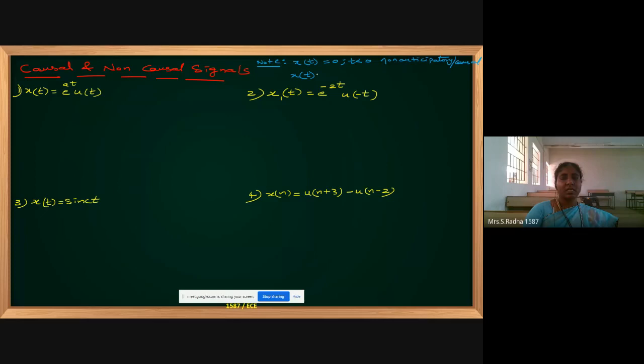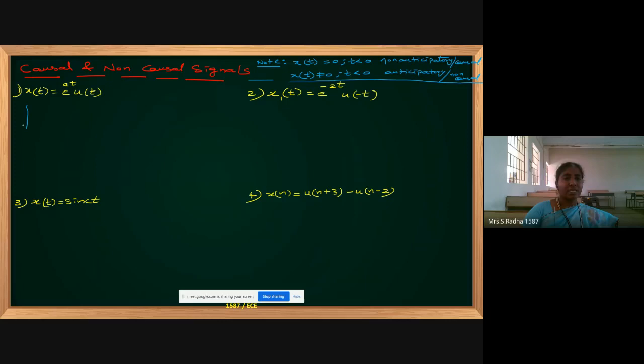If x of t is not equal to 0 for t less than 0, then it is anticipatory or non-causal signal. This point you remember, and in discrete time also we can use the same rule. Now I am going with the first problem.